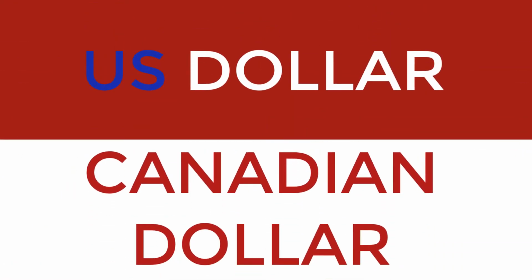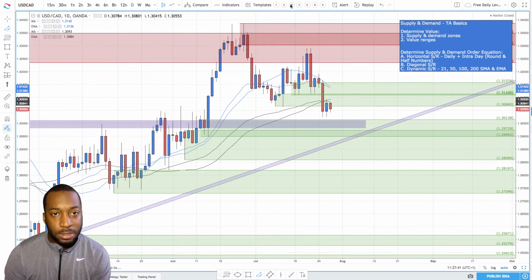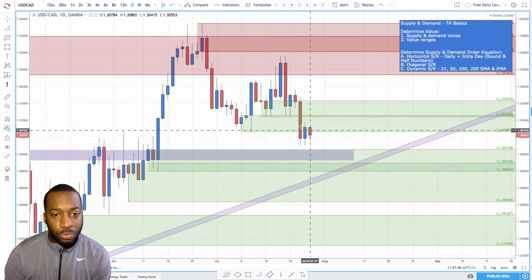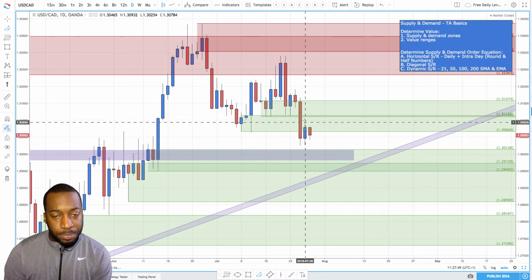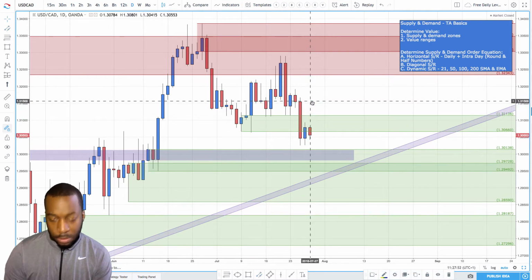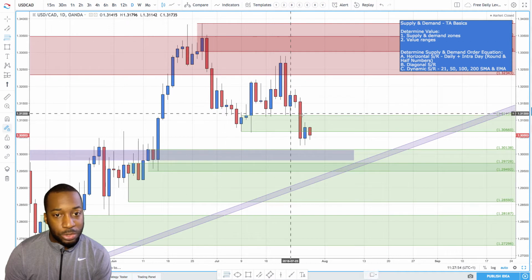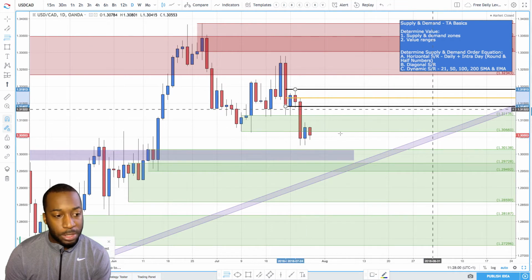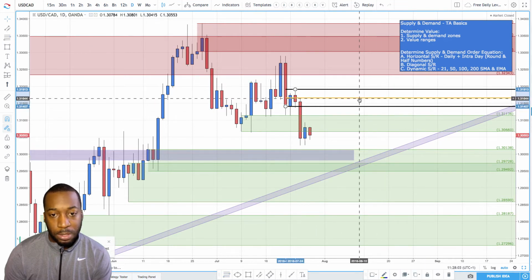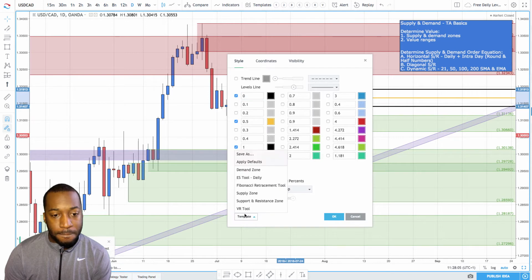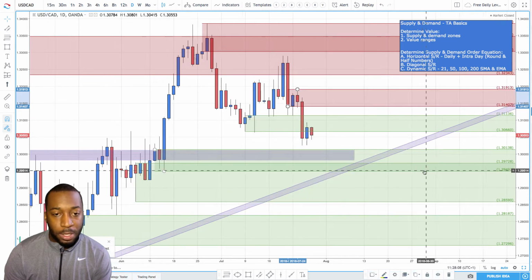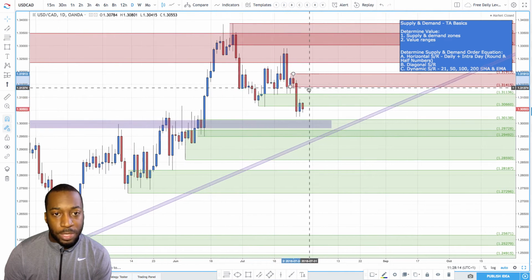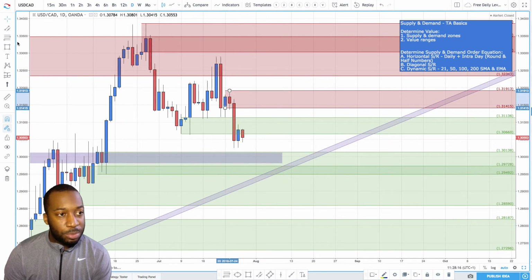Moving on to the dollar CAD. Dollar CAD kind of broke through that level there. I'm going to get rid of that demand zone, and that's going to turn into a supply zone. Let's put that there. Supply. And then what else do we have? We do have a supply zone here as well.